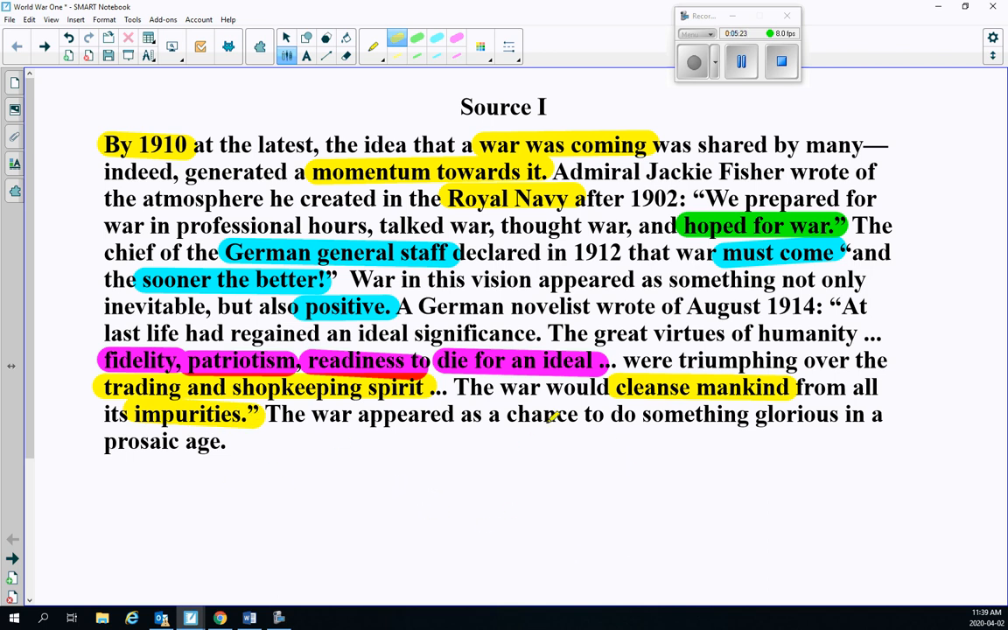innateness. And then finally, as this war gets closer and closer, it gives us a chance to do something glorious, something to get us out of this prosaic age. Prosaic age would be an age of boredom, of something unchanging, monotony, something that you would not look forward to. So the writer toward the end of the source is advocating war as a means to shake Europe out of its slumber and finally do something good, do something just, do something that is right.